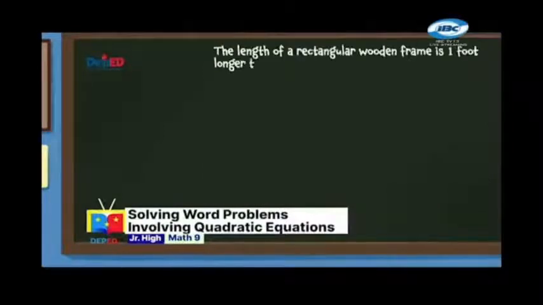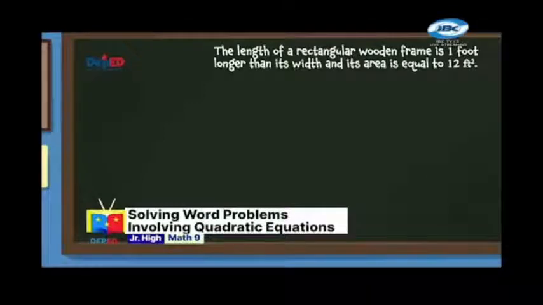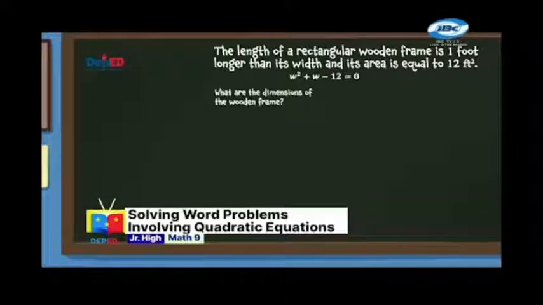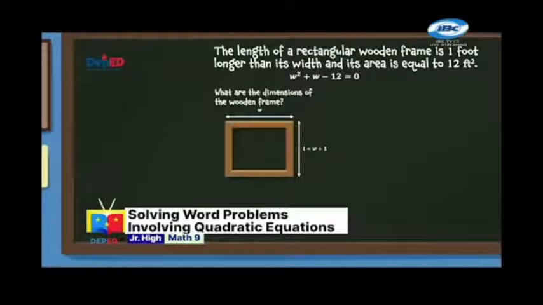Now let's see the first verbal sentence again. We were able to translate this into the equation w squared plus w minus 12 equals 0, where the variable w represents the width of the wooden frame. Now, a question connected to this verbal sentence could be: what are the dimensions of the wooden frame? This means we have to identify the length and the width of the wooden frame. So, solving the equation w squared plus w minus 12 equals 0 must give us the width.